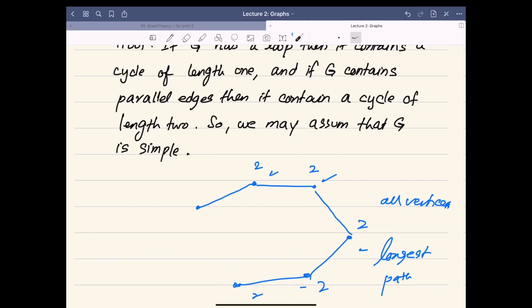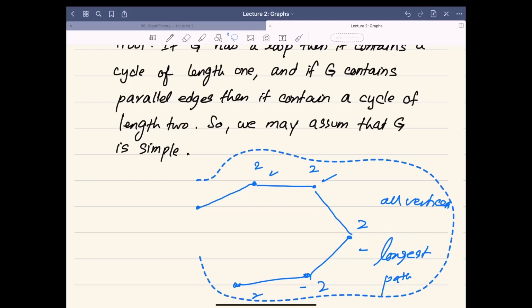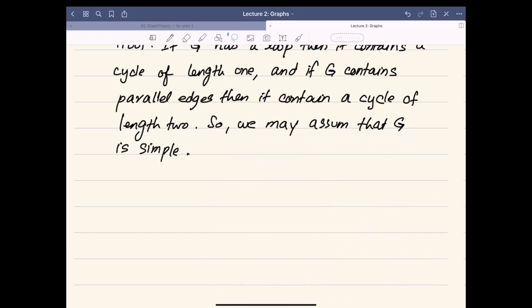If you make it adjacent to this vertex, then this is a cycle. And if you make it adjacent to this vertex, you also have a cycle. If you make it adjacent to this vertex, you also have a cycle. So any choice of any other vertex, you will form a cycle, and this is the idea of the proof. So let us write this in the proof.